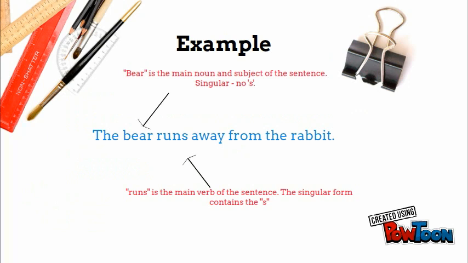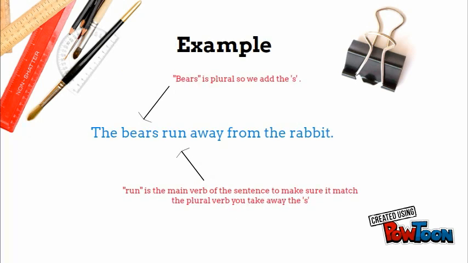Here we have the bear runs away from the rabbit. The bear is our subject, runs is our verb. Bear is singular, it has no S, so we add an S to run to make runs, so the subject, bear, and our verb, runs, agree. Example 2 is the bears run away from the rabbit. Bears is our subject and is plural, so our verb has to match our subject, so we take the S away from runs, so our subject and our verb match.